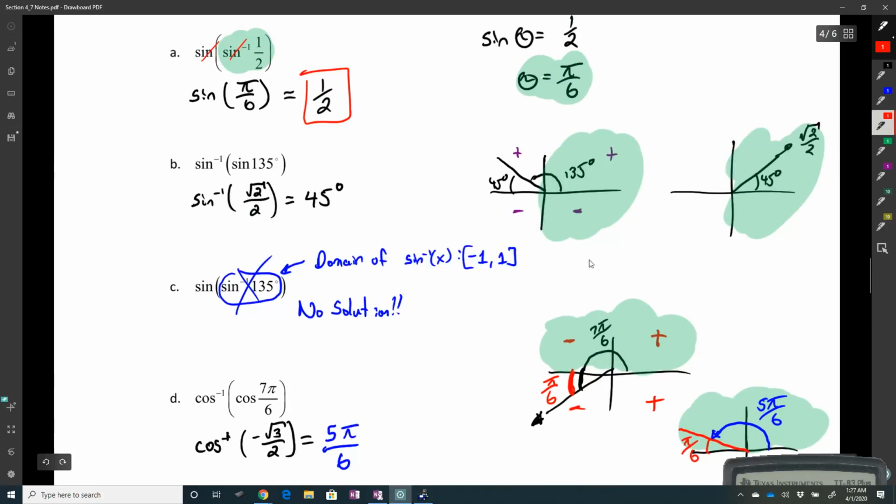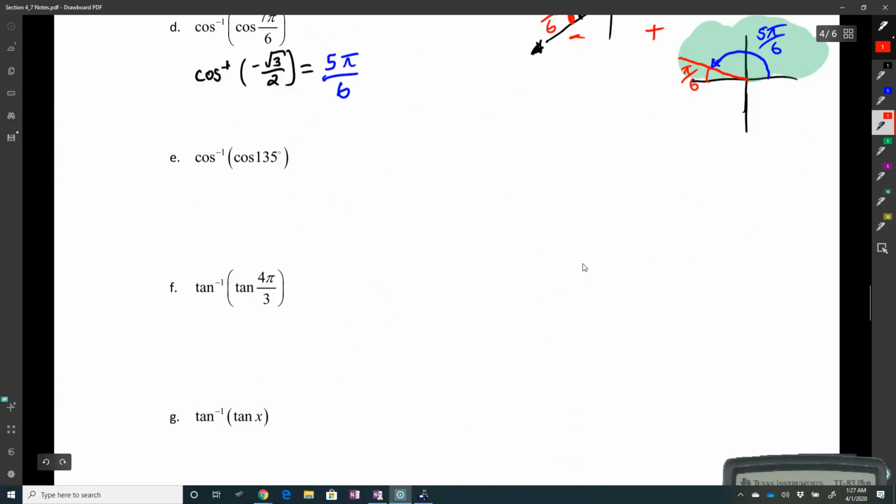All right, let's finish this up. So I want you all to try the last three on your own. So looking at this, the first part is cosine. Remember, the domain of cosine, just a regular cosine, is everything. So that's fine. So cosine of 135 degrees.